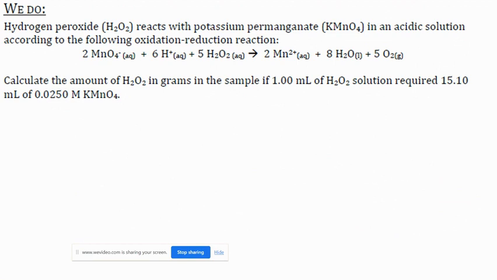All right, so we want to try to figure out how much hydrogen peroxide was in the sample. We used 1 mL of hydrogen peroxide, and that required 15.1 mL of 0.025 molar potassium permanganate. Okay. So we are going to figure out the moles of the potassium permanganate. That's the first step. If I multiply my molarity by my liters, that's going to give me moles, right? So molarity times volume equals moles. I just rearranged my molarity equation to solve for moles.